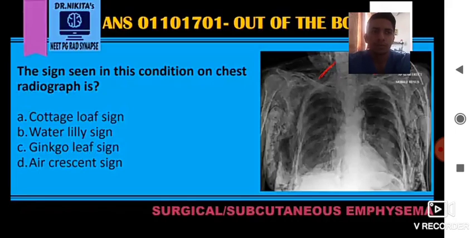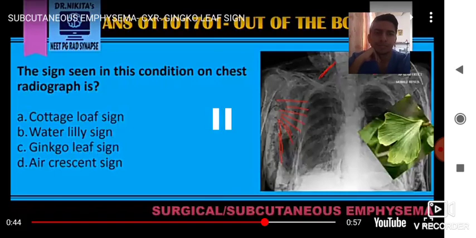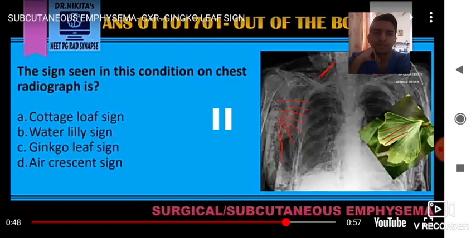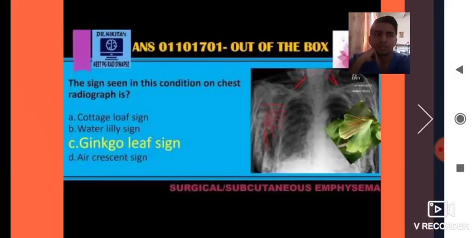Next, to identify the sign, what you see here is the pectoralis major muscle. It also contains this air. Those are the black striations in the pectoralis major muscle, which is similar to a ginkgo leaf. So the pectoralis major muscle with these striations, the black lines resembling air, is the ginkgo leaf sign seen in surgical or subcutaneous emphysema.